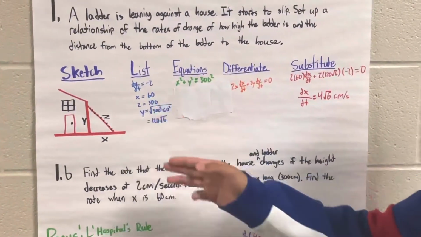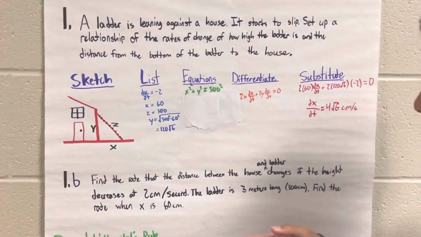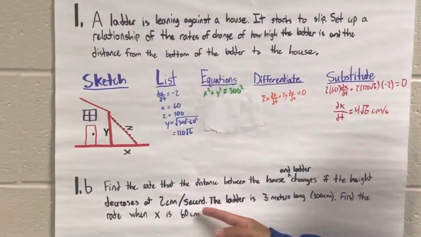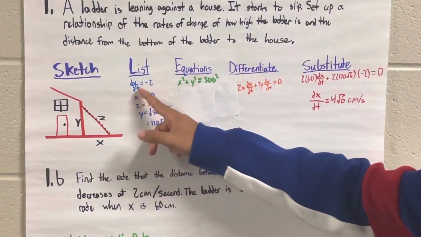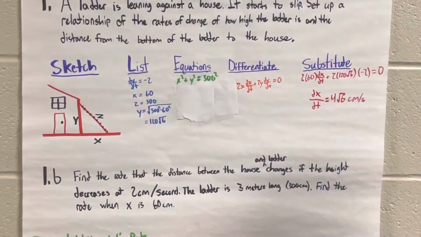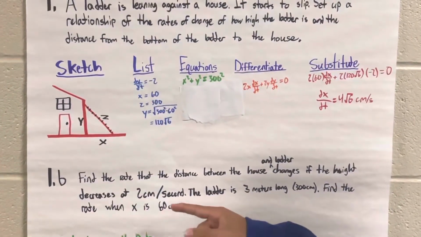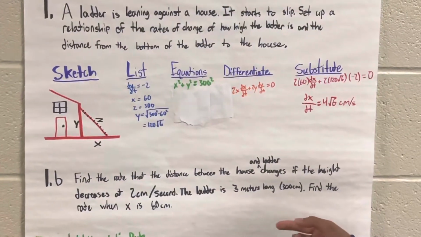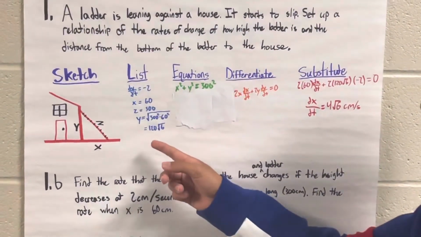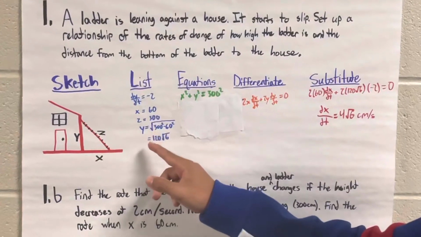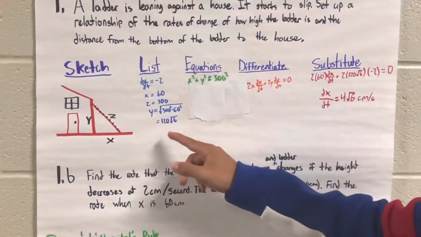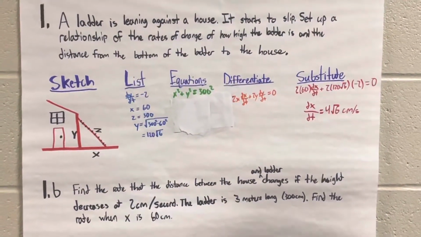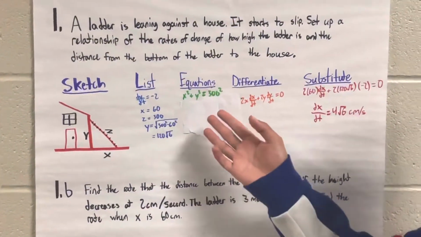And then next we have the list. So we're going to label the things we already know. For example, here it says the height decreases at 2 centimeters per second. So we know dy over dt is going to be -2. And then we know x is 60. We know that z is going to be 300 since the ladder is 300 centimeters long. And then for y, we can use the Pythagorean theorem to find that. It's just going to be the square root of 300 squared minus 60 squared, or 120 times the square root of 6.